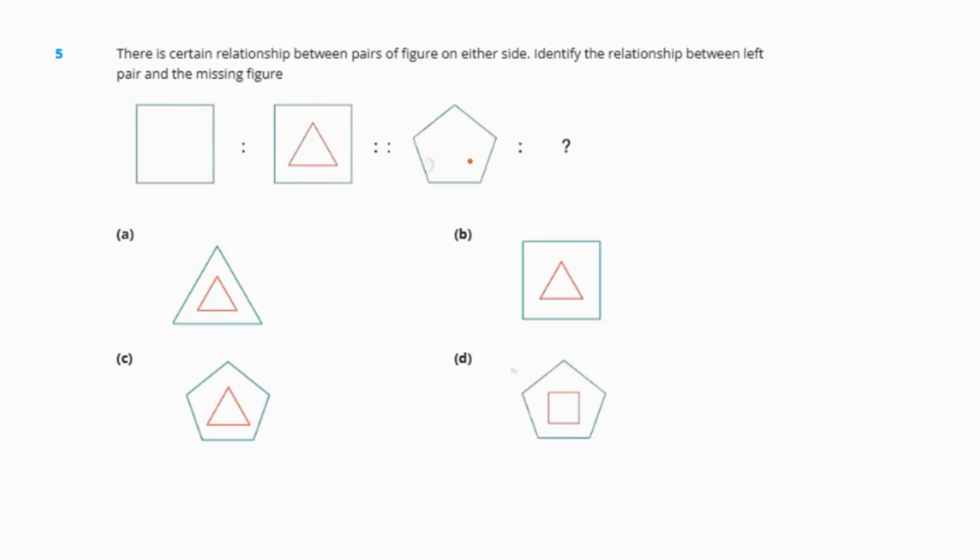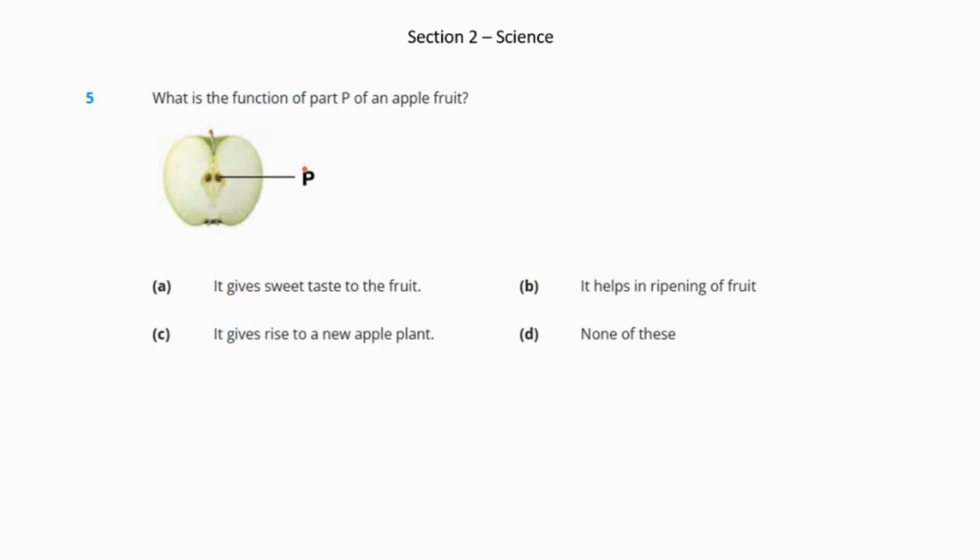So which of the picture is matching here? That is option C, right? Inside that pentagon, there will be a triangle. Correct. Yes. Next, okay. Now we are in the science section.